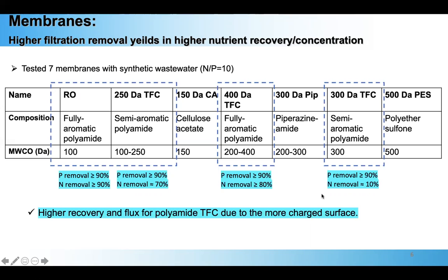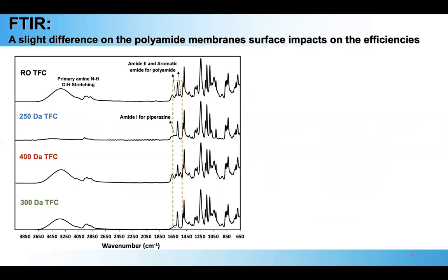We down-selected these four membranes to test in longer-term filtration, with synthetic wastewater simulating poultry wastewater or with real wastewater. If you look at the FTIR spectra of these selected membranes, they are all polyamides with similar peaks, but there is a slight difference on the surface of these membranes.